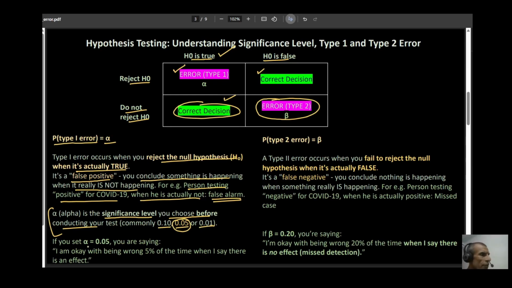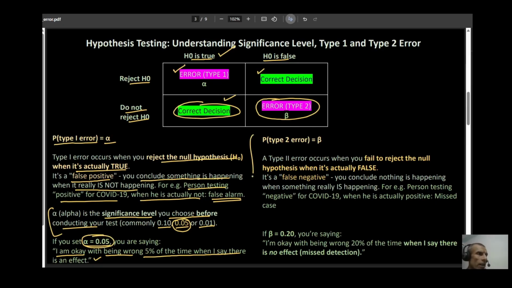Now, if you set alpha equal to 0.05, what you are saying is, hey, I'm okay with being wrong 5% of the time when I say there is an effect. That is the essential meaning of setting your alpha equal to 0.05.